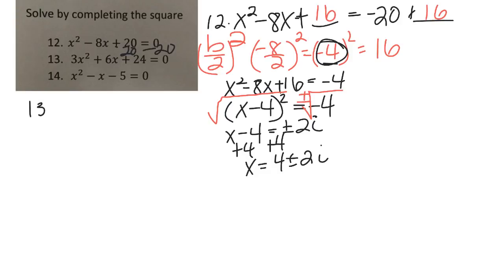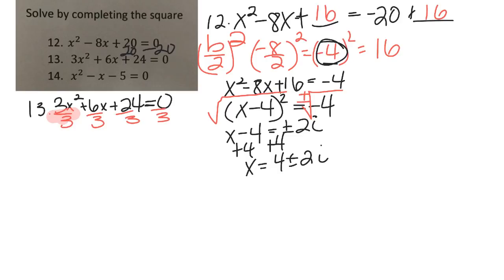Okay, number 13, 3x squared plus 6x plus 24 equals 0. First, we want to know if it's a perfect square. 3 is not a perfect square, and 24 is not a perfect square, so the answer is no. We have to make sure that the coefficient equals 1, so we're going to divide by, oops, I didn't do that one, divide by 3.